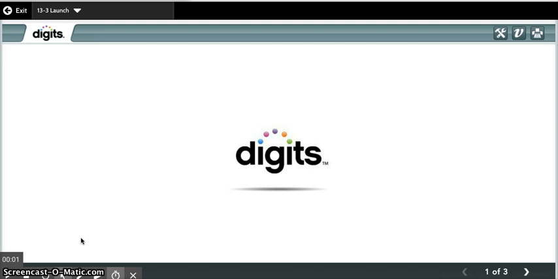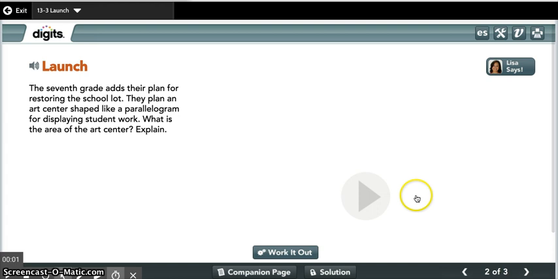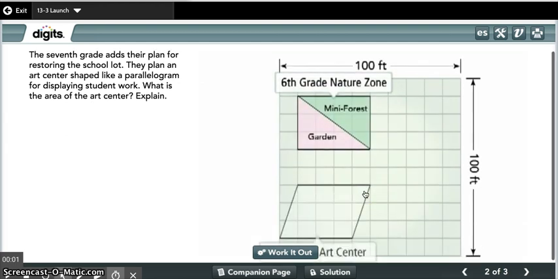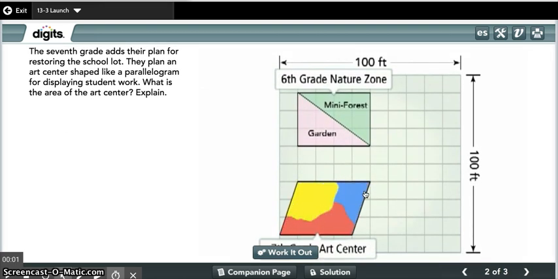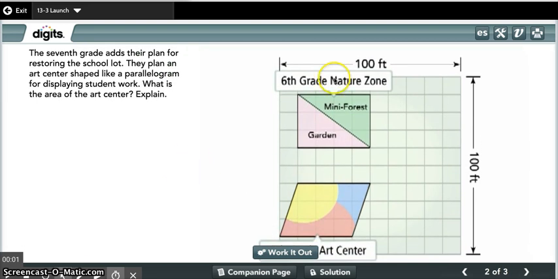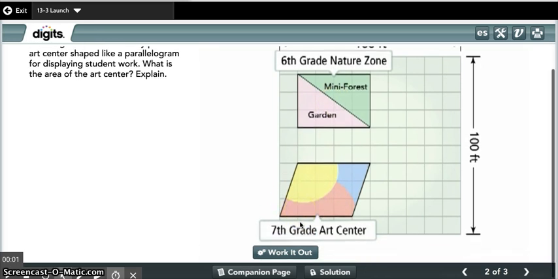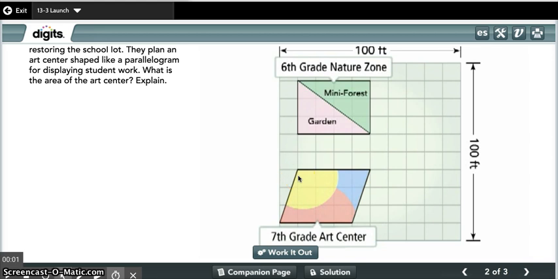All right, so let's go back actually for a moment and jump back to the launch. And this launch is talking a little bit about what we did in the previous lesson, where we were talking about the garden and the miniature tree farm that the school is going to be restoring. So in this launch, go ahead and pull this out in your student companion book. First, the 6th grade was going to make this section, but now the 7th grade students are going to add an art center. And we're asked to find the area of the art center. So knowing what you just barely learned about parallelograms in the previous video, see if you can take that information to find the area of this art center.